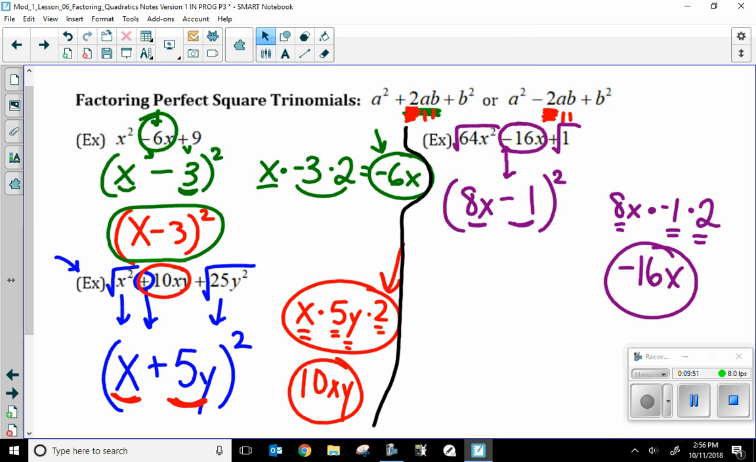So, how do I know this is a process I should be doing? The very first thing you should recognize is the first term and the last term should be perfect squares.